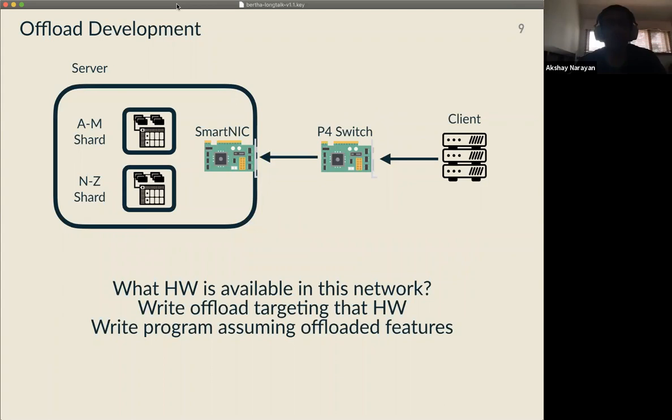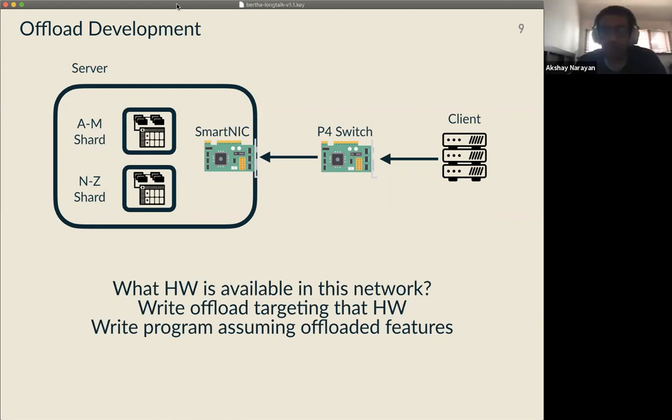When we go about trying to develop this application, one of the first things that we have to decide, now that we've decided that we want to potentially use these new hardware offloads, is how we're going to implement our sharding based on what is available in the network that our application is going to run on. This means that we have to figure out what devices and hardware targets are available in the network, or maybe buy a new device and convince our network operator to deploy it.